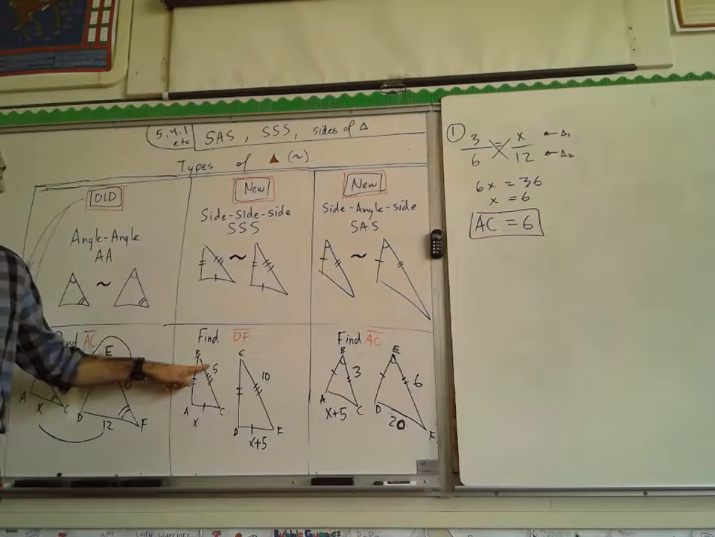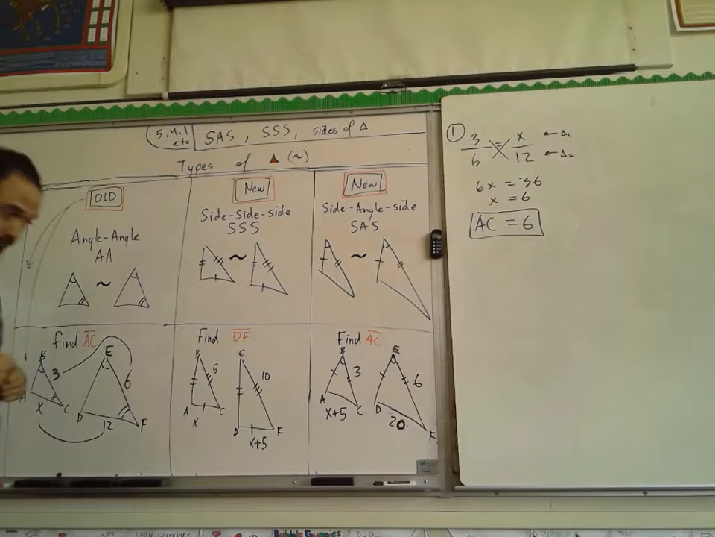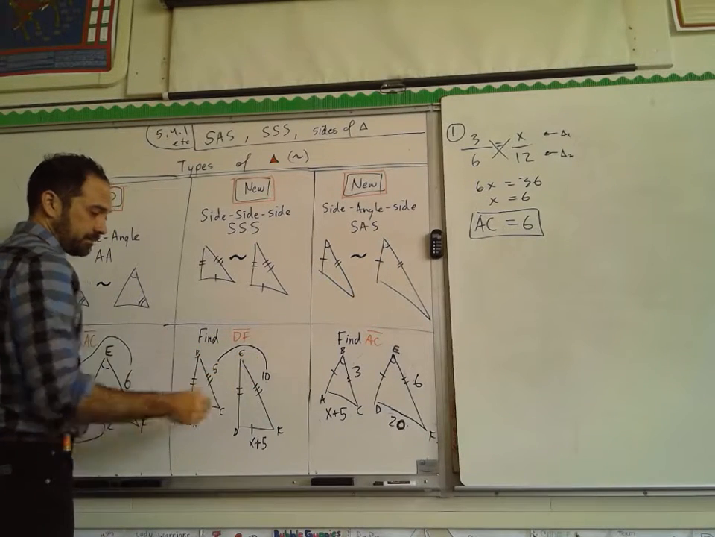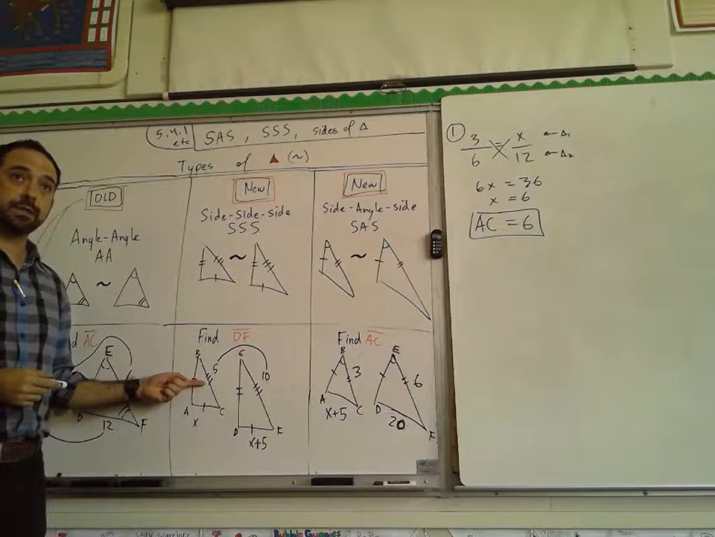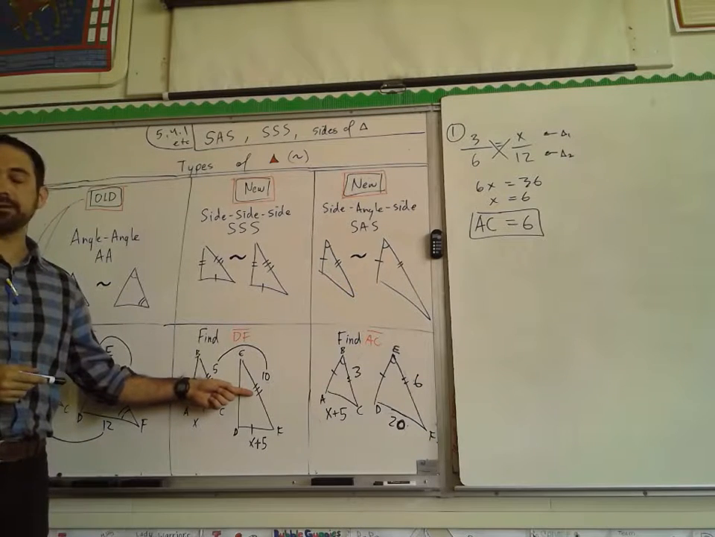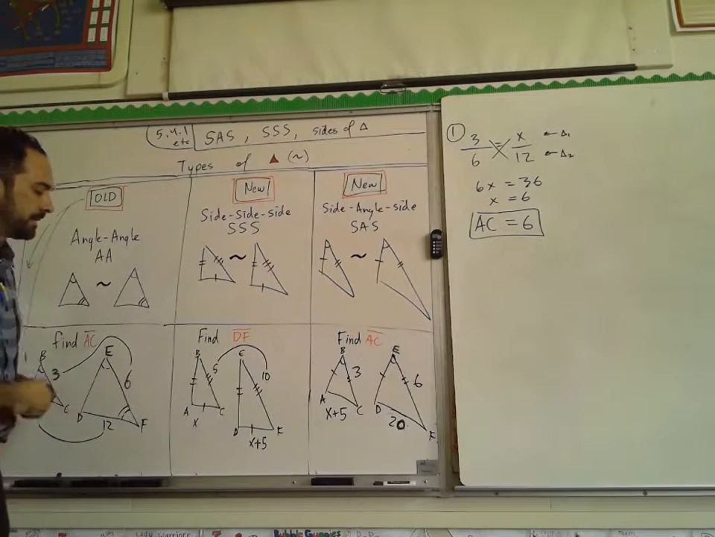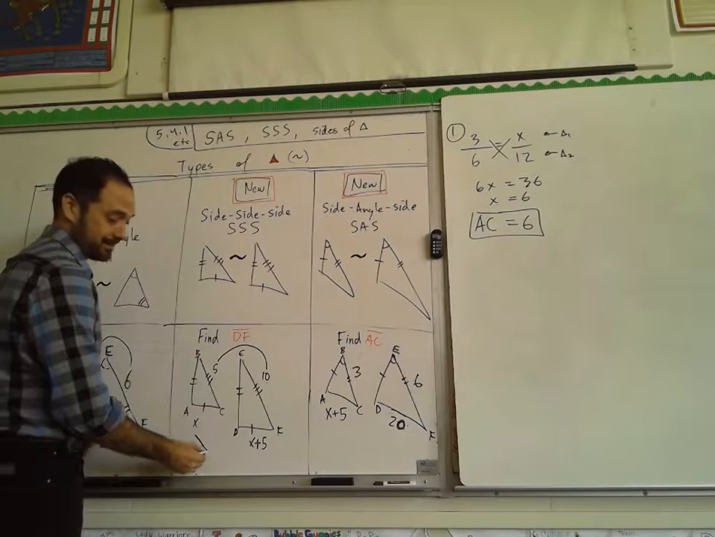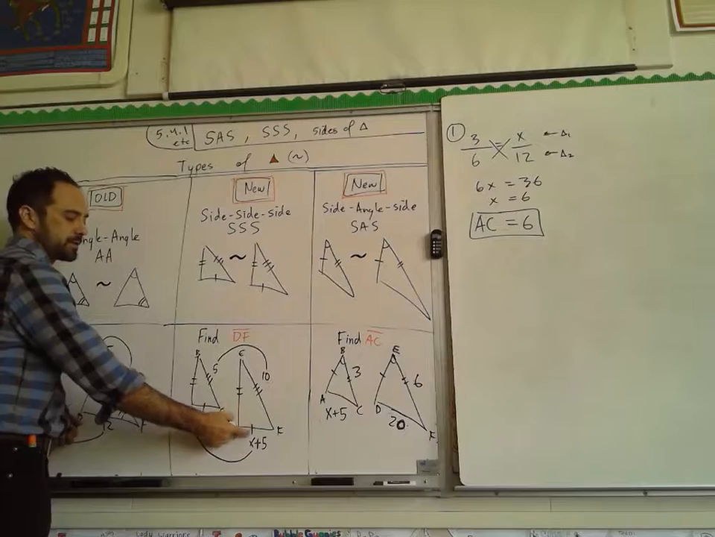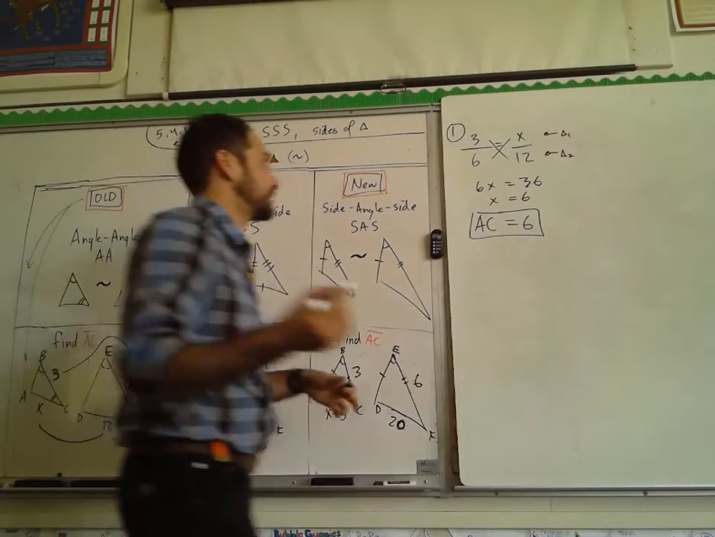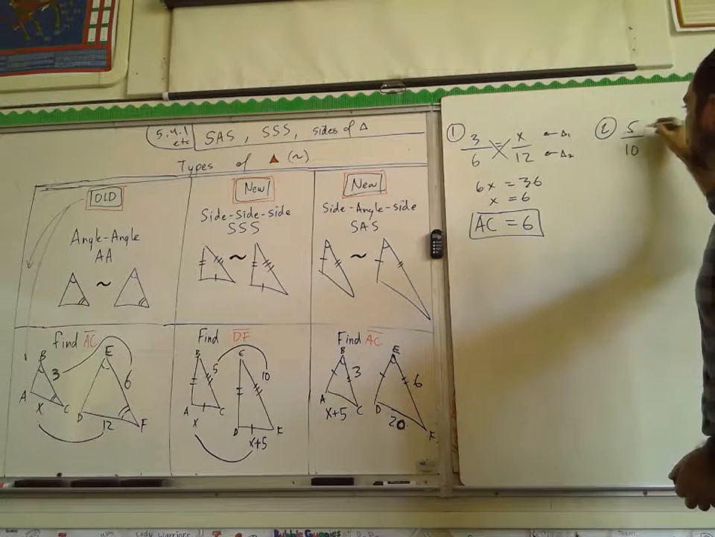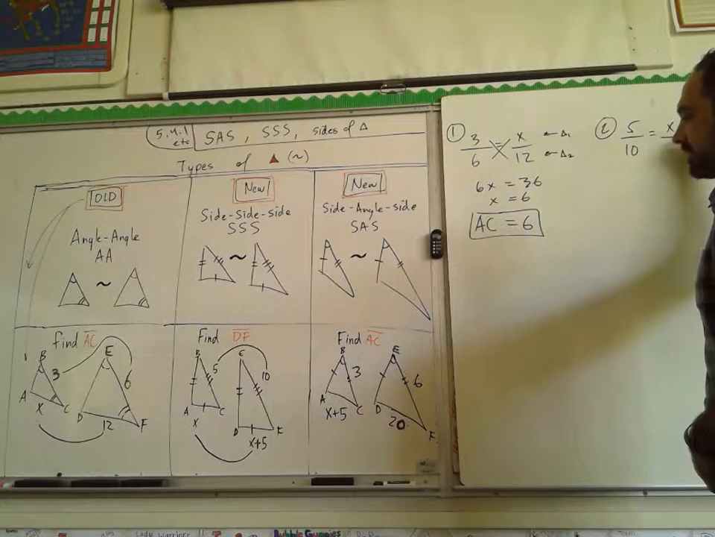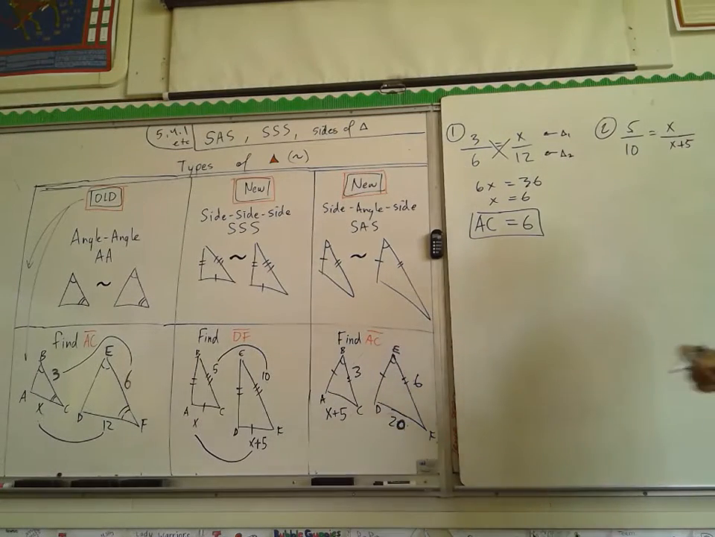What corresponds to side here that has 5? How'd you know, Jason? Good. Tick marks here. 3 tick marks, 3 tick marks. So 5 and 10 are corresponding. And then X corresponds to X plus 5, right? 1 tick mark for X, 1 tick mark for X plus 5. Those correspond. Okay, same thing. Number 2. We go ahead and put 5 over 10 is equal to X over X plus 5. Right? All right.